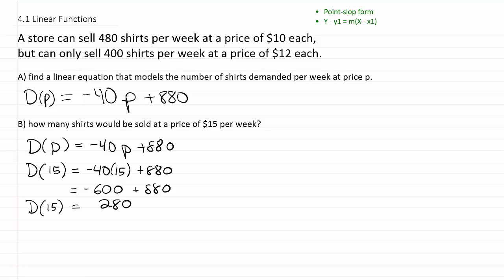So basically the store would be able to sell about 280 shirts per week if they priced them at $15 each. Now they didn't ask us for this, but just to mention it, what would be the amount of money made? That's called the revenue. What would be the revenue if you sold 280 shirts at $15 each? Well, you'd have 280 times 15, and that means you'd make roughly $4,200 off of the shirts.